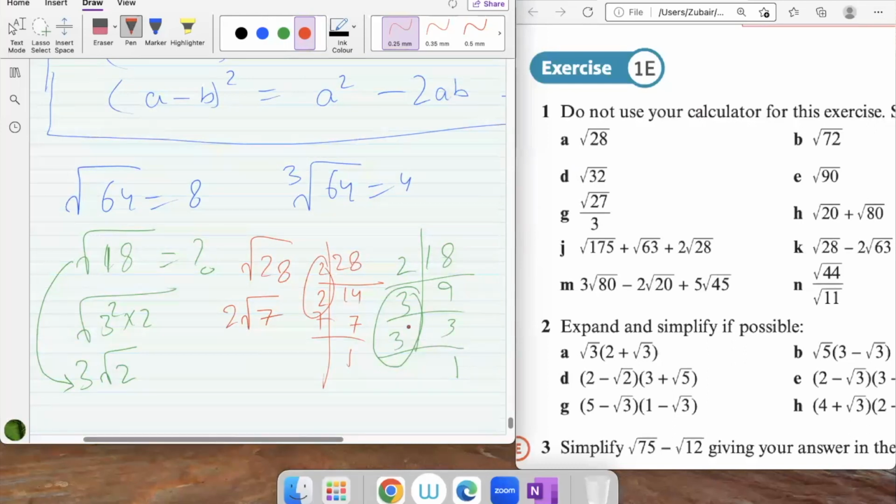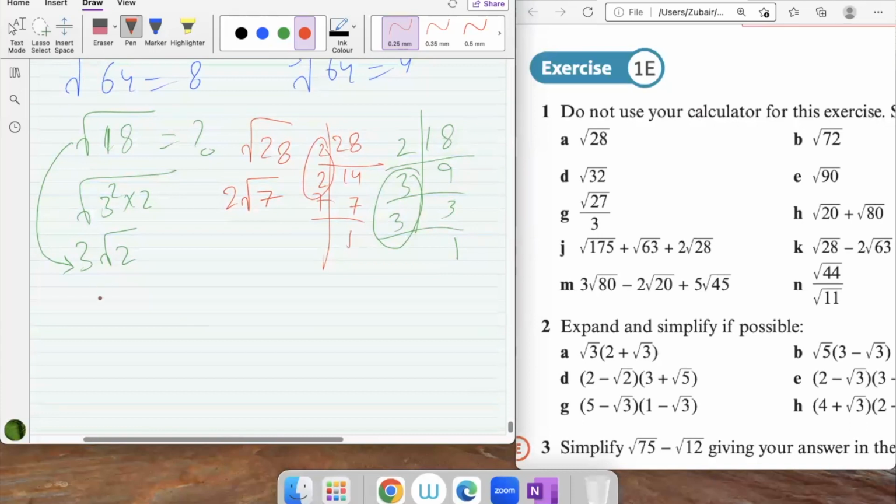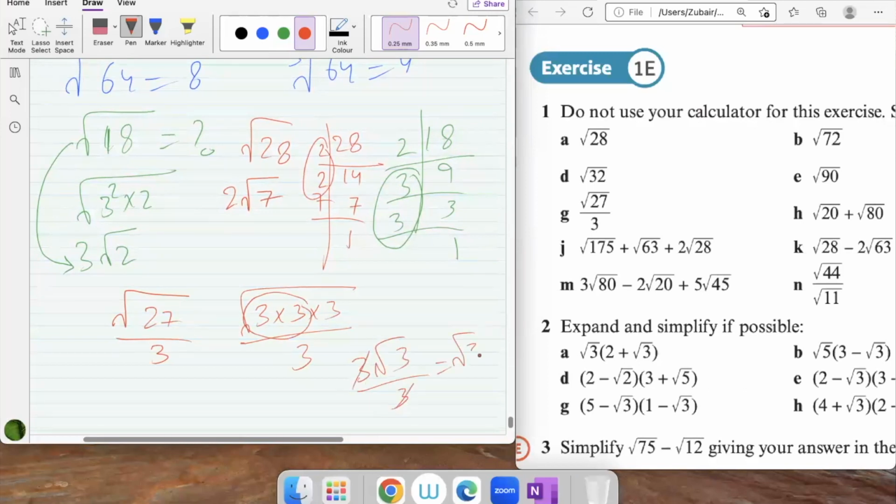There are different methods, different approaches. All are acceptable. Suppose you have square root 27 over 3. I know that 27 is 3 times 3 times 3. Square root over 3. This is a pair of 2, so this comes out. So this is 3 square root 3 by 3. 3 cancels out with this. You're left with square root 3. So square root 27 by 3 could be written as square root 3.